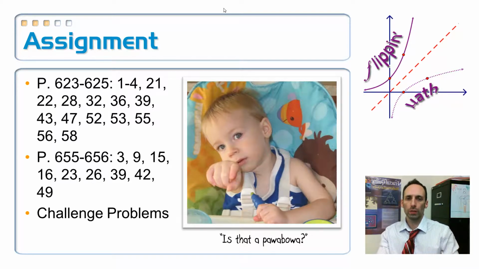So here we go. We're going to be bouncing around whenever we do this assignment, because the first part of this is all, you know, a vertex is at the origin. So skip forward to the latter part of that chapter and do some of the tougher problems, because I know you can handle it. All right.